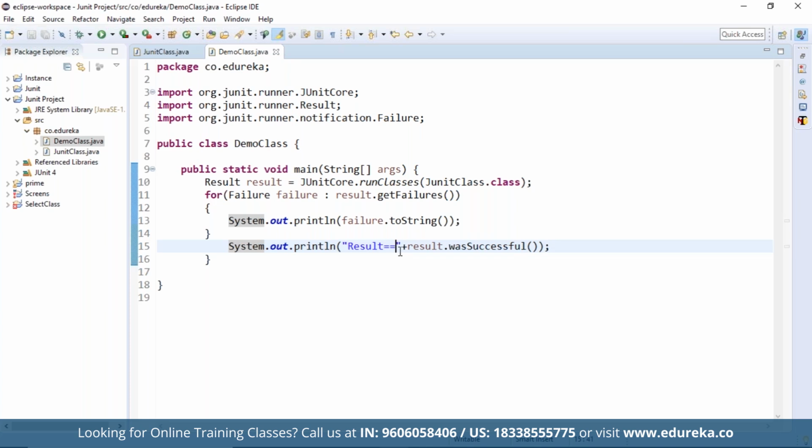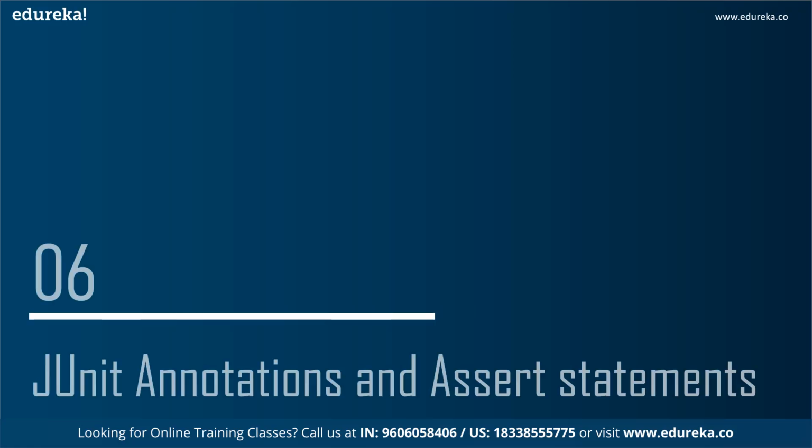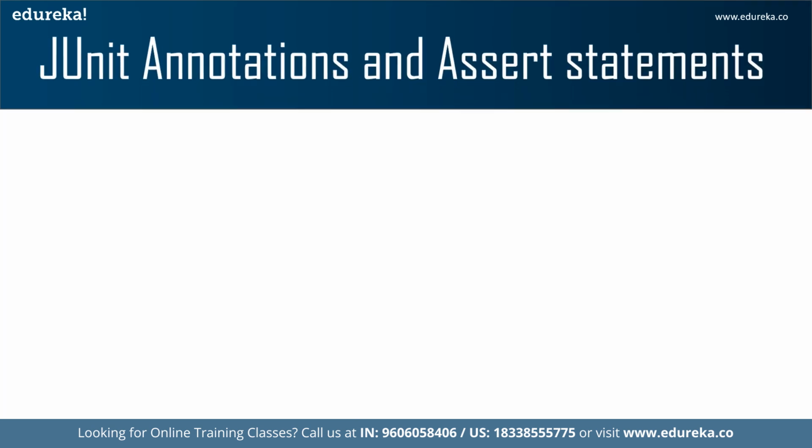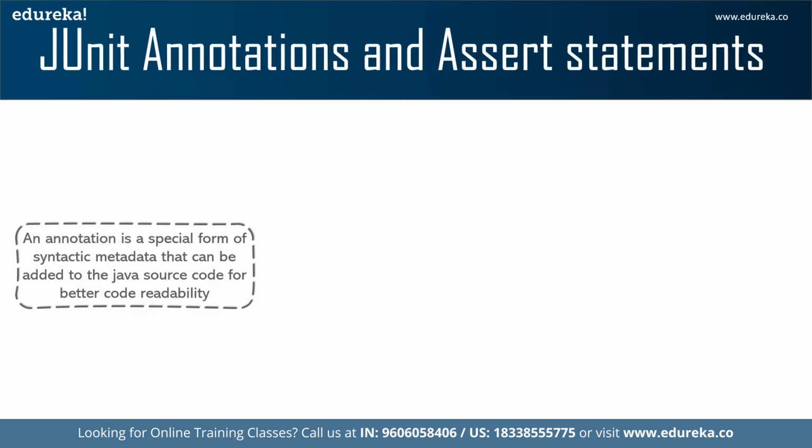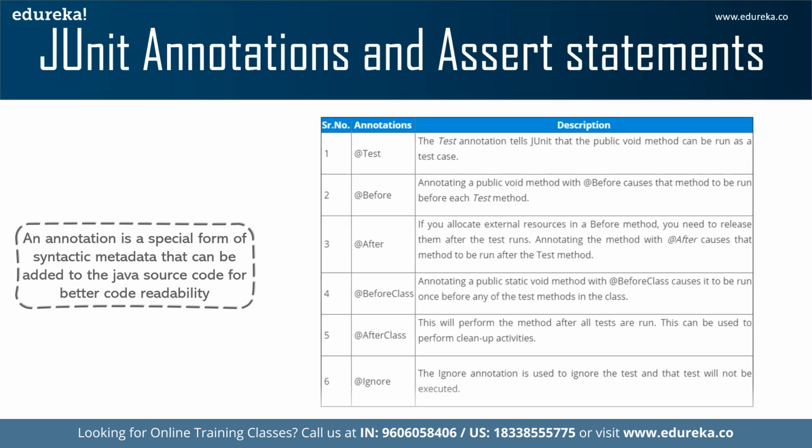Now that you've learned how to write a simple JUnit program, let's understand the JUnit annotations. JUnit Framework is built on annotations. An annotation is a special form of syntactic metadata that can be added to a Java source code for better code readability. These annotations provide the information regarding the methods that are going to be run before and after the test methods, the methods that are run before and after all the methods are completed, the methods or classes that will be ignored during the test execution.